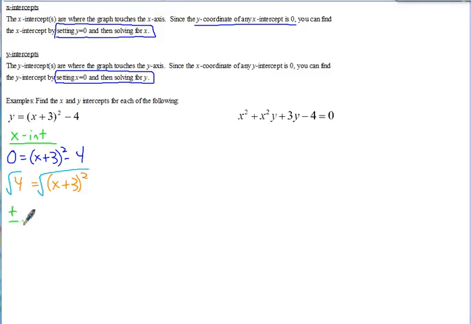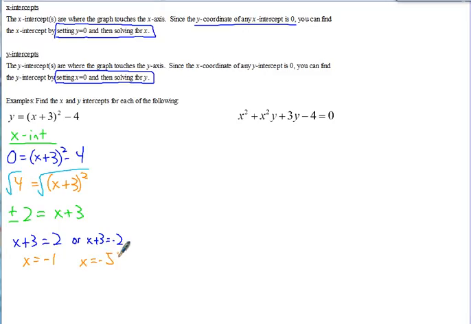So square root of 4 is 2, so we get plus or minus 2 equals, the square root and the square cancel out, x plus 3. So there's two possibilities here. Let's split it up: x plus 3 could equal positive 2, or x plus 3 could equal negative 2. And when we solve that, subtract the 3 and we get x equals negative 1, and x equals subtract the 3 gives you negative 5.